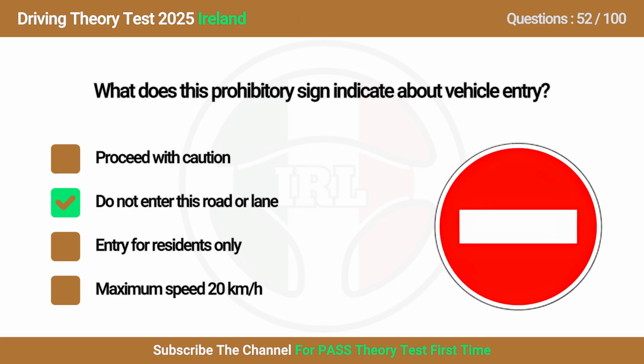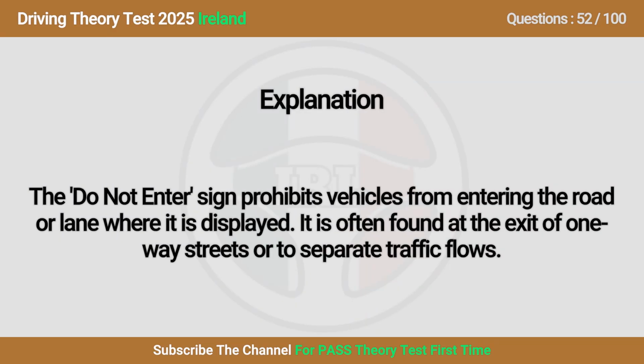Answer is B. Do not enter this road or lane. The Do Not Enter sign prohibits vehicles from entering the road or lane where it is displayed. It is often found at the exit of one-way streets or to separate traffic flows.